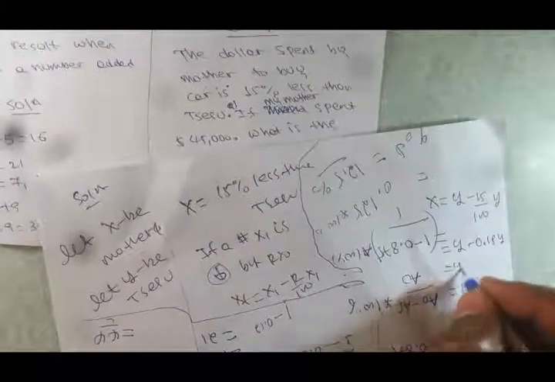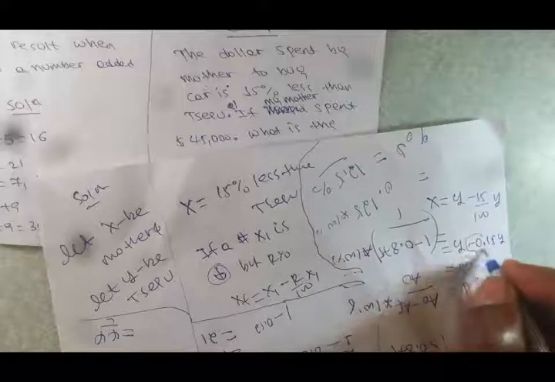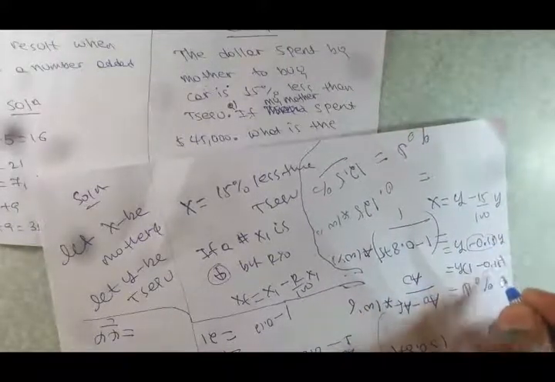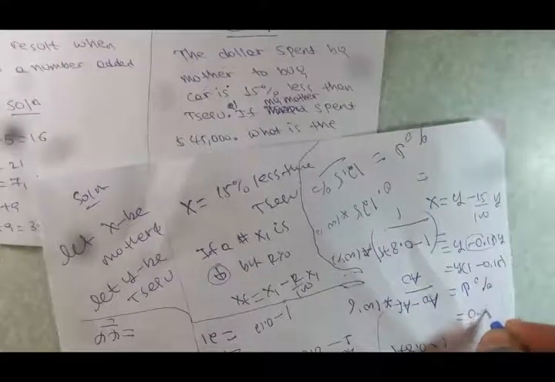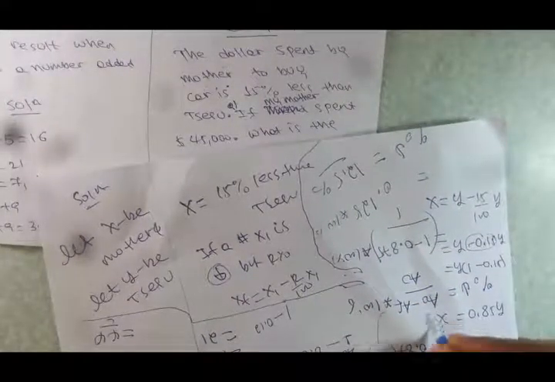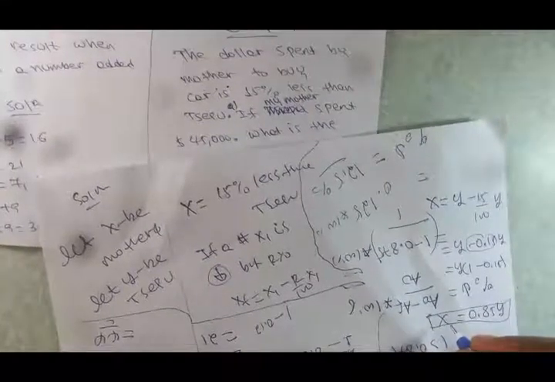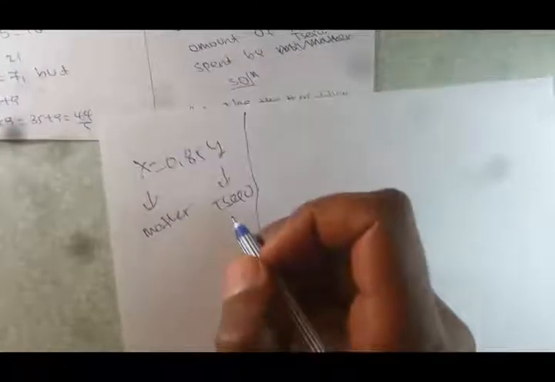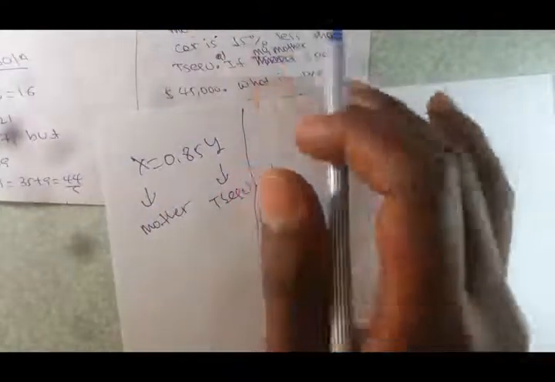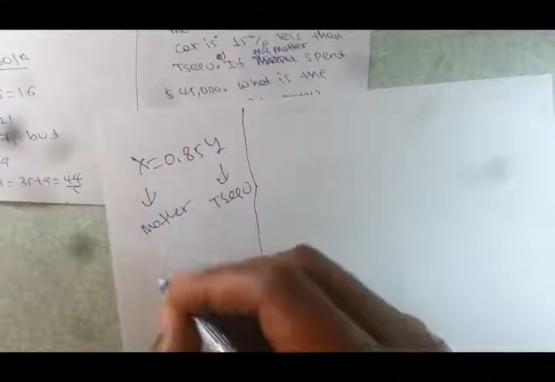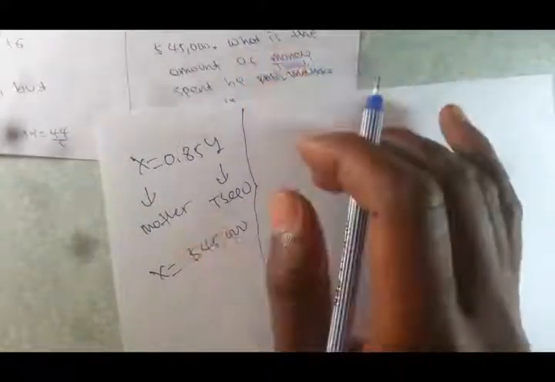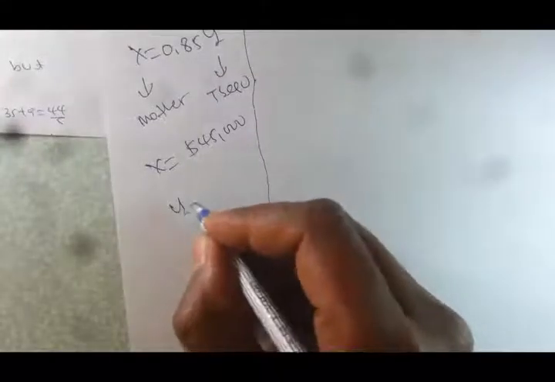When we take y as common, y divided by 1 will be left, and minus 0.15 gives 0.85 times y. The value of x is 0.85 times y. Therefore we found x equals 0.85 times y, and it was given that Mazar spent $45,000, and we are asked what is the amount of money spent by Tsaku. We are asked to find the value of y.